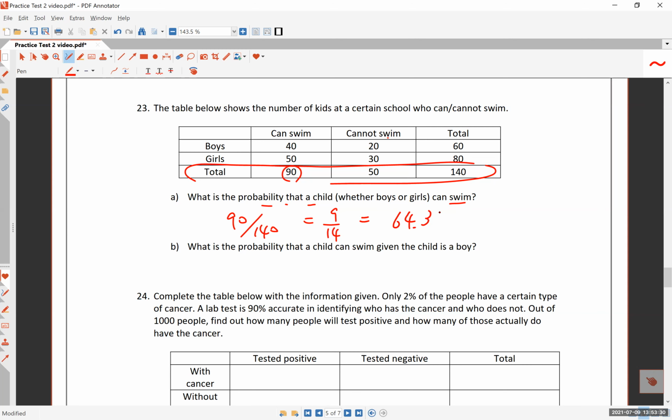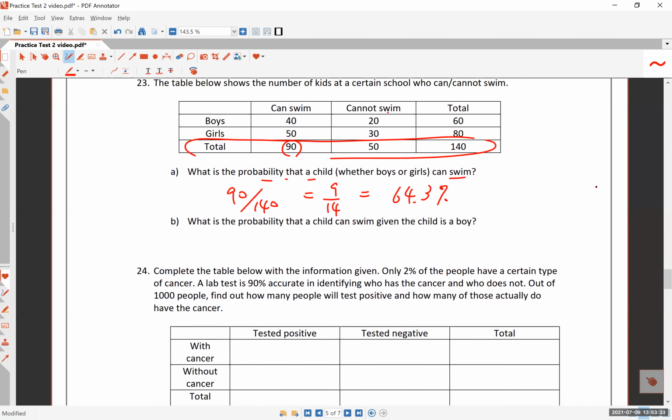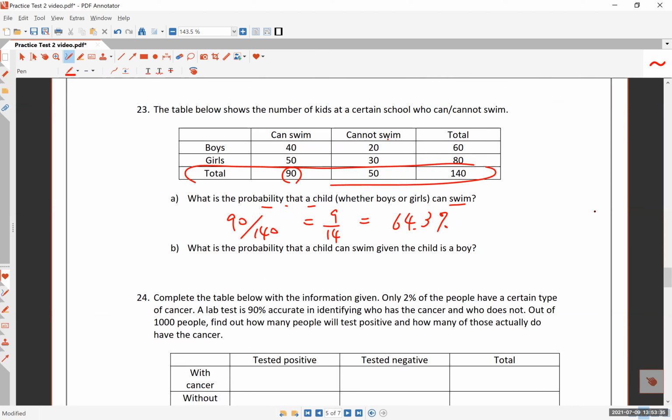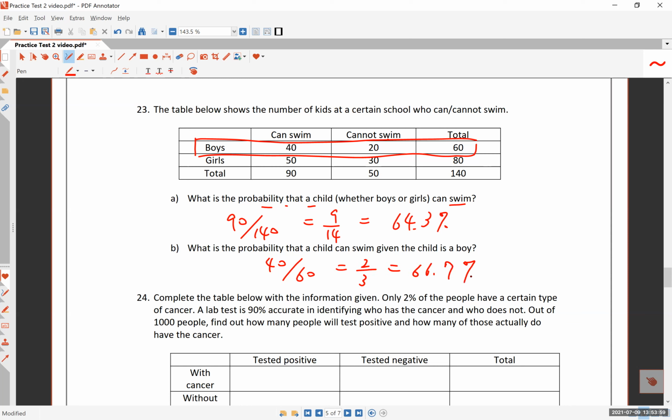It's 64.3%. What is the probability that a child can swim given that the child is a boy? So at this point, all I'm worried about is this. I don't have to worry about all 140 of them. I only worry about the 60 boys. So out of the 60 boys, 40 can swim. That's 2/3, and that's 66.7%. So you can say that 66.7% or 2/3 of the boys can swim.